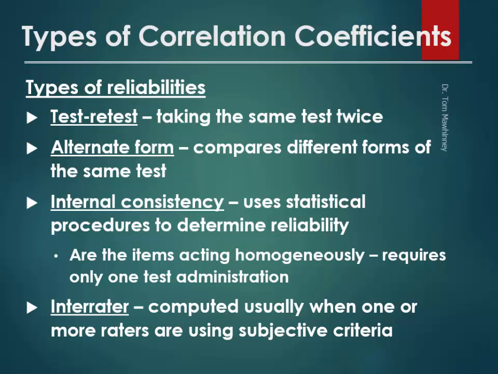The fourth type of reliability isn't a reliability of a test, but a reliability of the scoring of the test. It's when two people are grading the same subjective test, like the essay portion of the ELA, and then they compare the results. So that's inter-rater reliability.